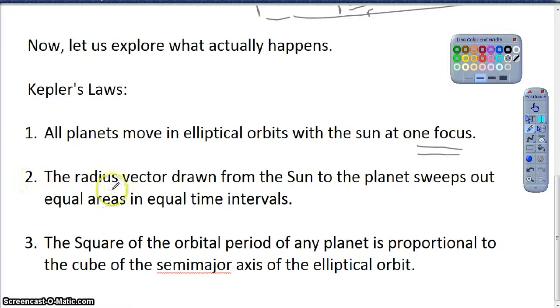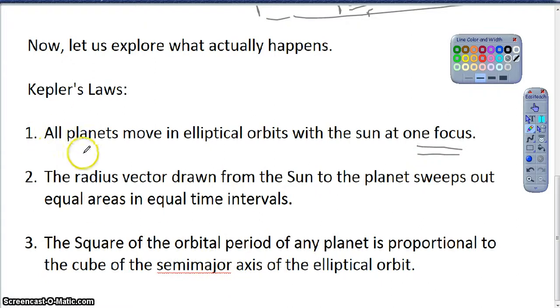The second law, the radius vector drawn from the sun to the planet sweeps out equal areas in equal time intervals. Again, we're going to see exactly what that means, so don't freak out when you don't quite understand what that means right now. And then finally, the third law, the square of the orbital period of any planet is proportional to the cube of the semi-major axis of the elliptical orbit. Again, very wordy and probably some unfamiliar terms for us right now, so don't freak out when you see this. We will work our way through this.